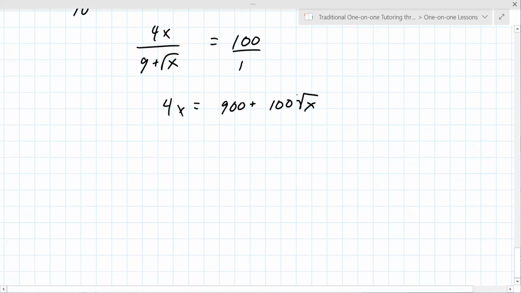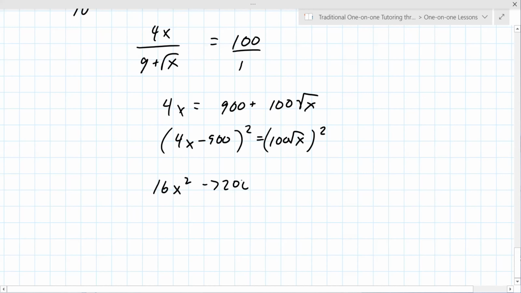So to do this right, you would square, where I'm going to move the 4x minus 900 equals 100 square root of x. You square both sides. So on the left here, you get 16x squared minus 7200x plus 810,000 equals 100 times 100, 2, 3, 4, x. Okay. And then you move this over, and then you either factor or use the quadratic formula.